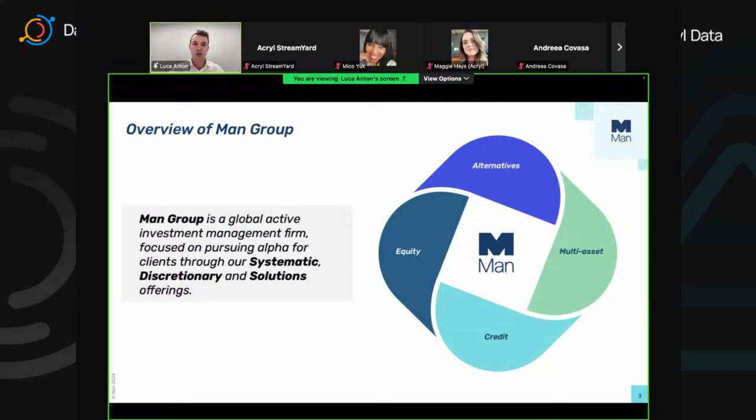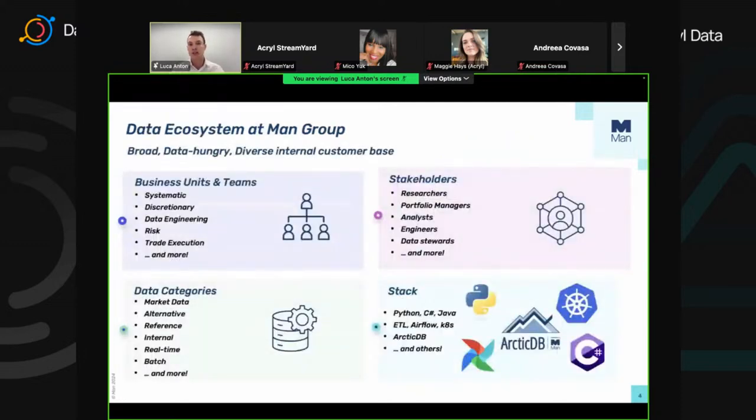So looking at our data ecosystem a little bit, we've talked about a few of the different business units, but there are also other business functions like data engineering, risk, or trade execution, which underpin all of those different business units. And in each one of them, we have different stakeholders that I would broadly describe as data-hungry, diverse people that look at data in different ways. They use different tools. They have different expectations of the data, right? And they understand it in different ways.